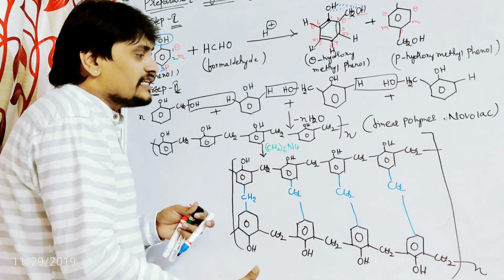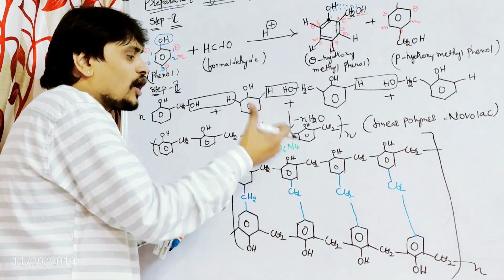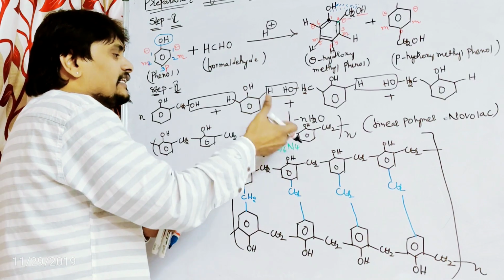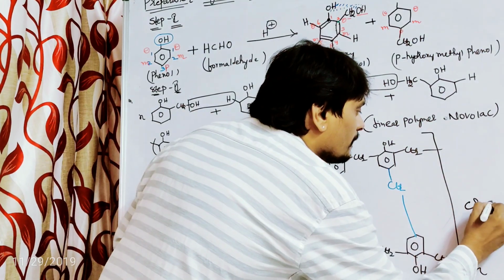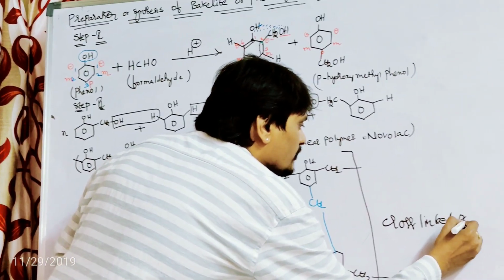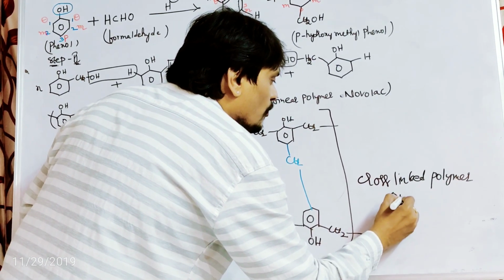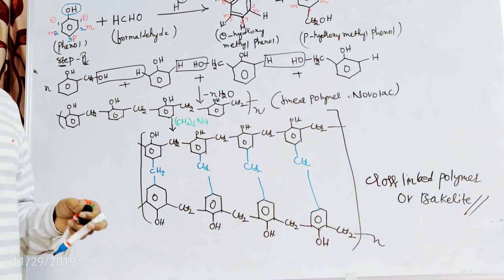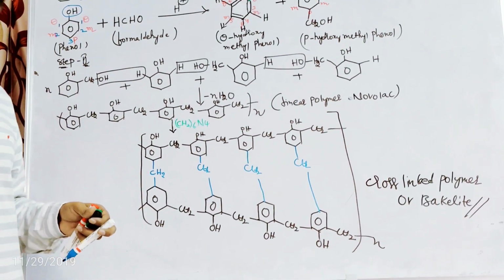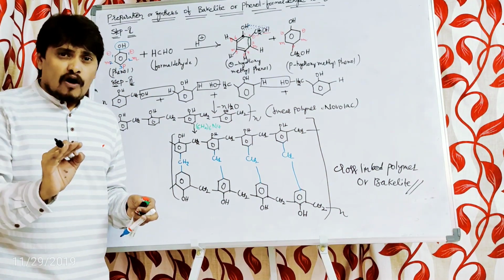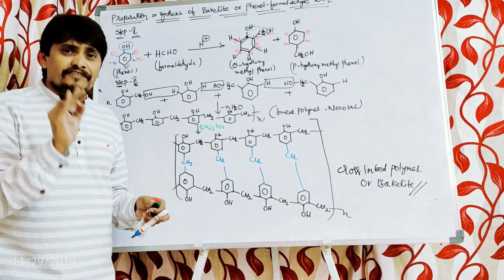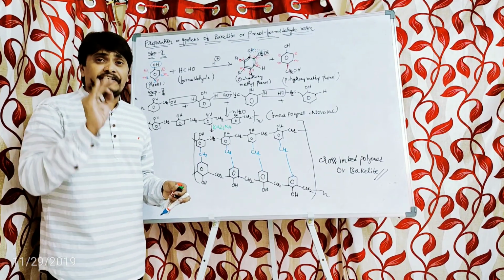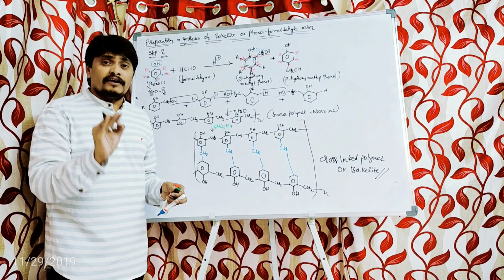Now since these are the cross linkages, we can say that this particular compound, which has been obtained by the chemical reaction of the linear polymer novolac in the presence of hexamethylene tetraamine, is a cross-linked polymer, and this cross-linked polymer is Bakelite. And this Bakelite, as it is a cross-linked polymer, is very strong, stiff and rigid in nature, and that is the reason the Bakelite possesses excellent insulating property because of its greater strength, higher stiffness and rigidity.